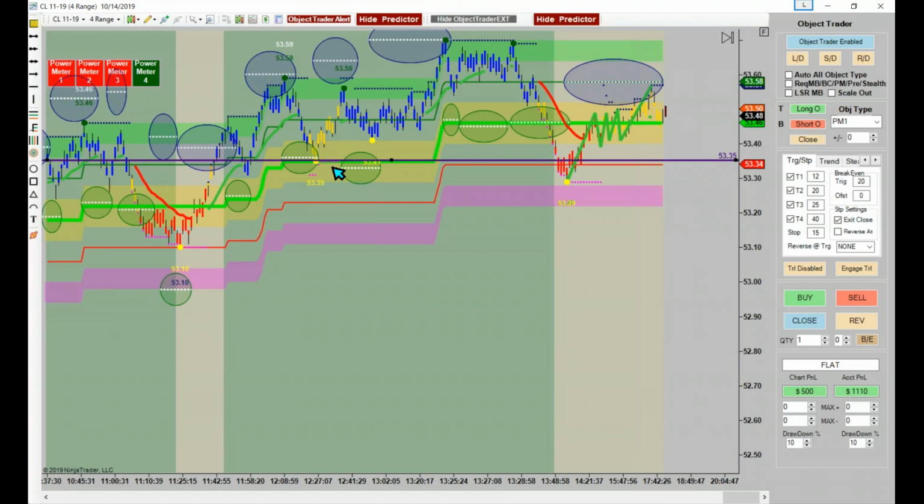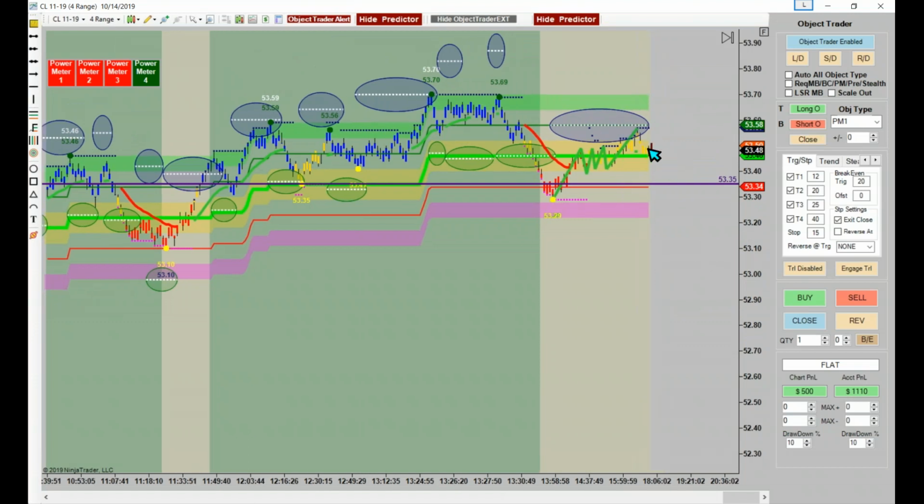Okay? So if they break this sometime tonight, they'll more than likely take this down. But if they don't, they'll probably take it up. I don't know what it did after, because I just downloaded a certain amount of data. But everybody see that? Nice tight stops once you're in the money.